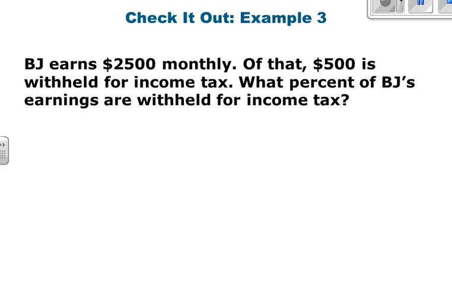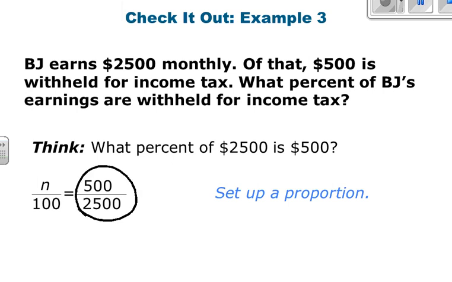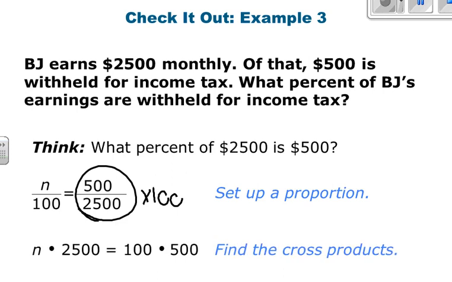So this is part over the whole. We have $500 over 2,500, and we can set that for finding out what the percent is by putting it over 100. I can cross multiply and solve, or I can just take 500 divided by 2,500, whatever answer I get there, multiply by 100. So either way works.